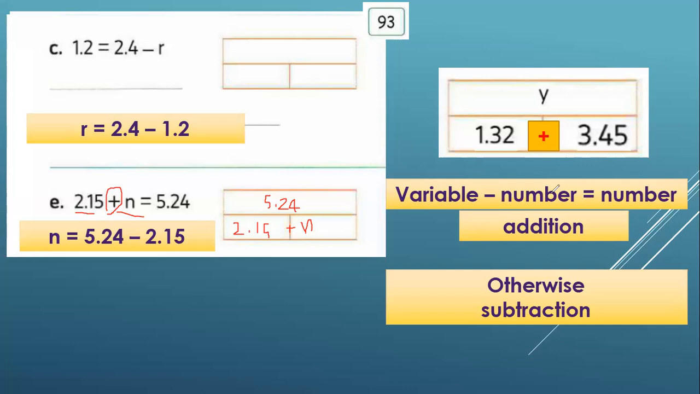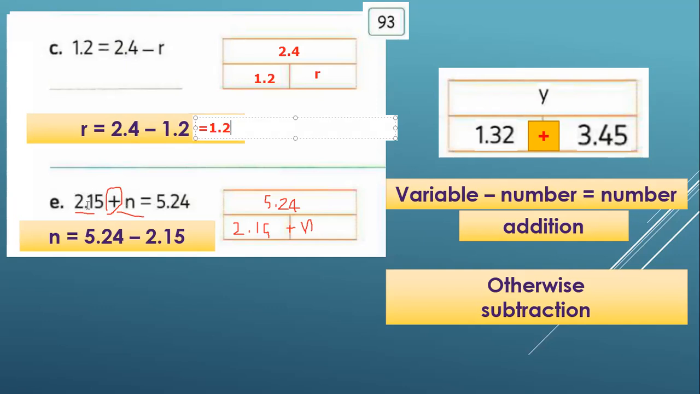So here, when we want to find the variable, if we find an operation like this, 2.4 minus r equals 1.2, we subtract the two numbers, the greatest minus the smallest. Where will we write the numbers? We want the greatest number, 2.4, here in the largest rectangle. Then the smallest number, 1.2, here. And the variable here, r. To find r, we will subtract the two numbers. Then we get the value of r. When we subtract the two numbers, we will get 1.2.